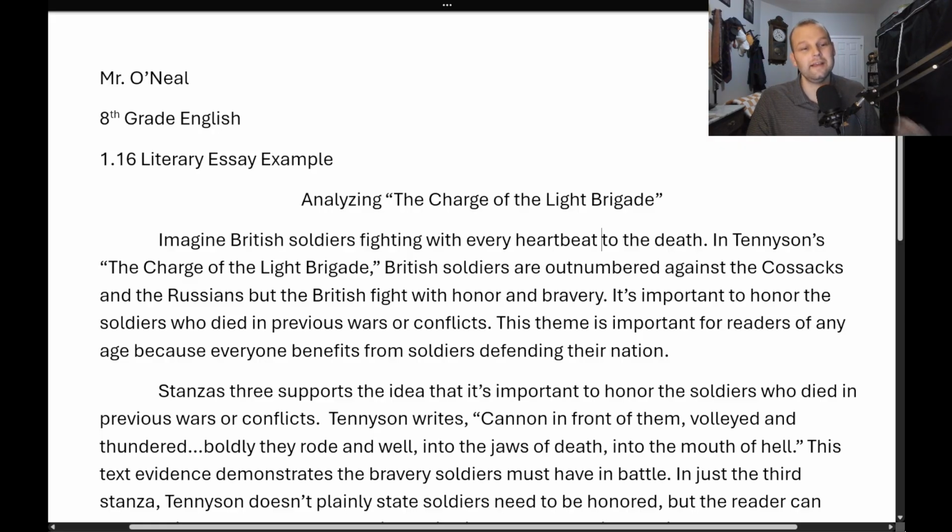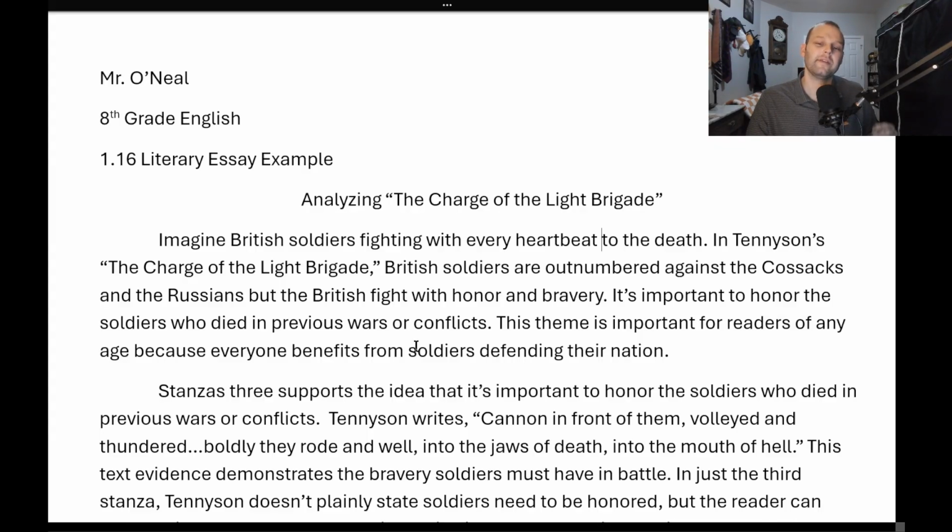Context sentence. In Tennyson's The Charge of the Light Brigade, British soldiers are outnumbered against the Cossacks and the Russians, but the British fight with honor and bravery. It's important to honor soldiers who died in previous wars or conflicts. This theme is important for readers of any age because everyone benefits from soldiers defending their nation.